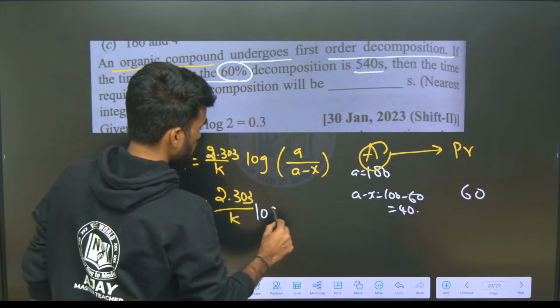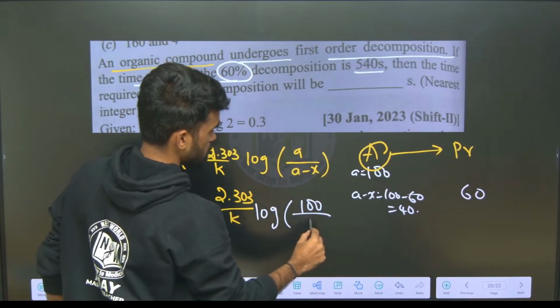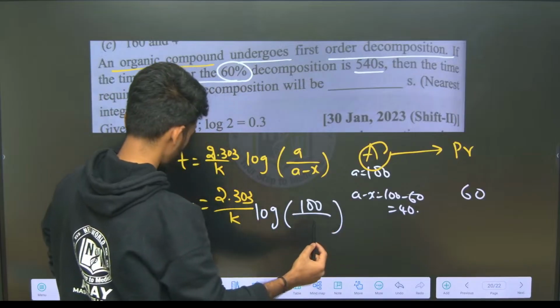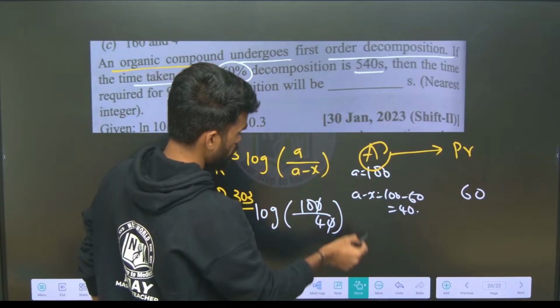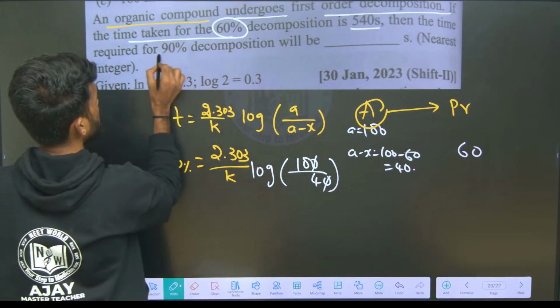So log here, a is 100, a minus x is how much? 60. Take it as 60 here. Not 40 here. How much here? 40 here. A minus x is 40. So this is 10 by 4 we have. Okay. So now one more they are saying, the time required for 90%.